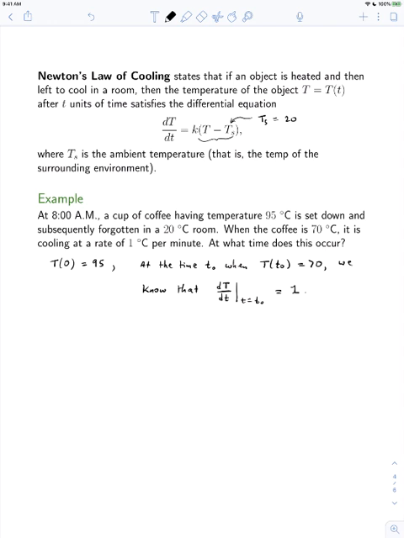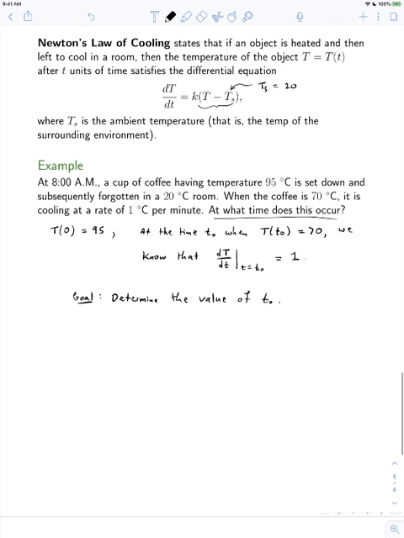So our objective here is to figure out what time this occurs at. So our goal is to determine the value of t sub 0. That's our objective here. So we have a differential equation.